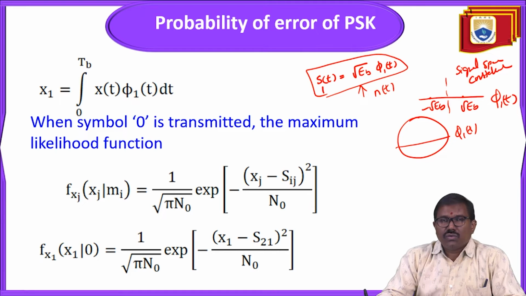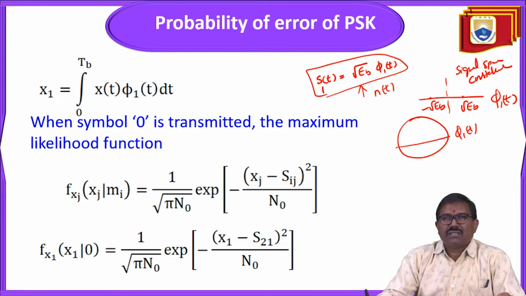x1 is the observation vector, which is taken from x(t). We integrate x(t) phi1(t) and get x1. Now when symbol 0 is transmitted, we use the maximum likelihood function. Why? Because the probability of error of any modulation technique can be measured by the error complementary function, which is also related to the maximum likelihood function. So first we start from the maximum likelihood function.